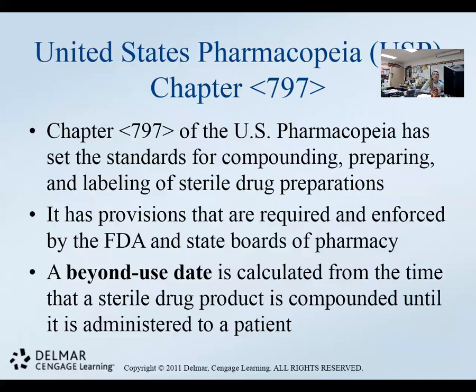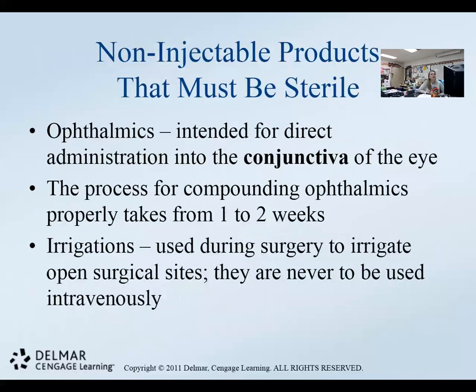The USP, it says, sets the standards for compounding, preparing, labeling drugs, and then there's specific things that are required, how things are labeled, and so forth. Look, a beyond use date is calculated from the time that it's compounded until it's administered. So they need a date. You have to use this by X day and time. Non-injectable products that have to be sterile.